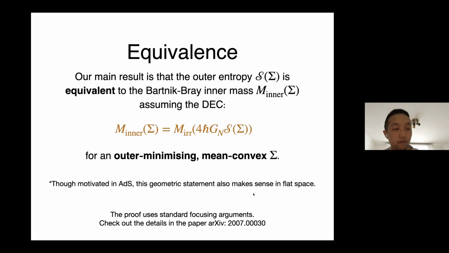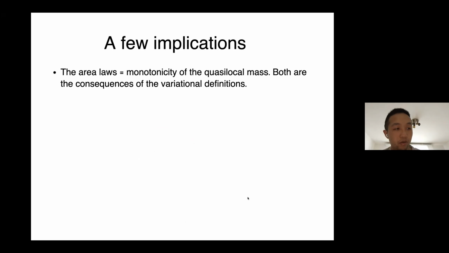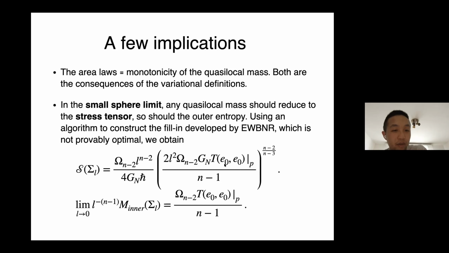So this is the main result that we try to establish, drawing this link between discoveries from two different communities. Let me mention quickly an implication: the area loss associated with entropies is in fact now equivalent to the monotonicity of the quasi-local mass. Maybe this is just a trivial fact from the definitions, but a priori you wouldn't think these monotonicity laws are the same.